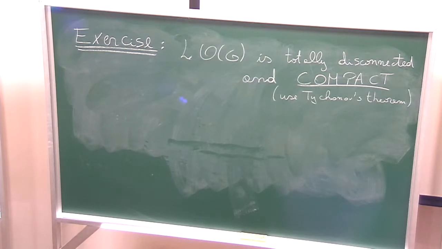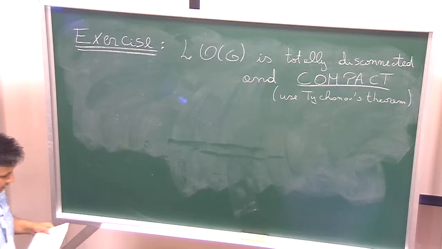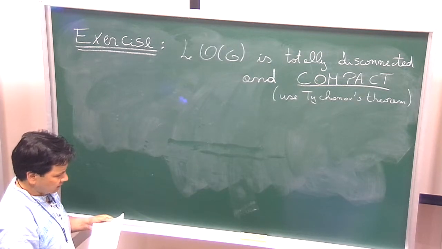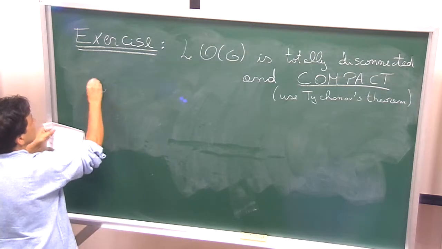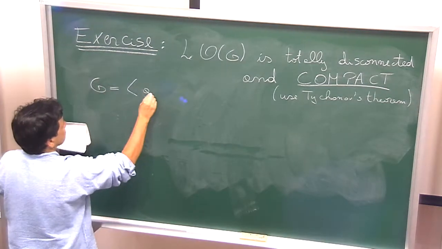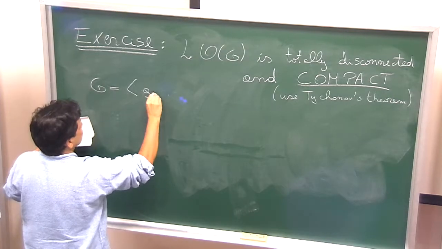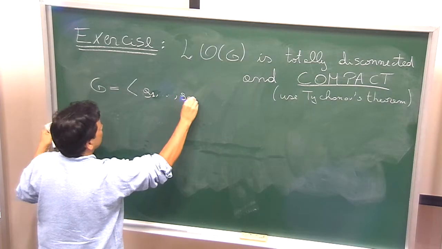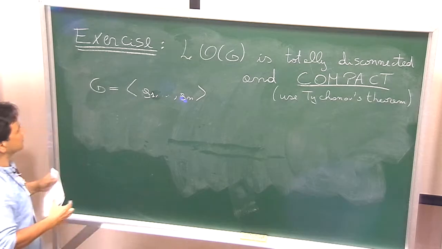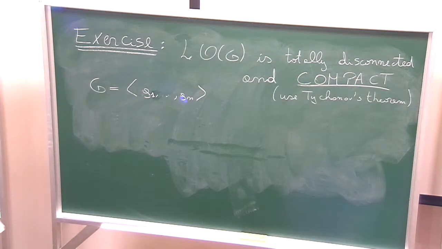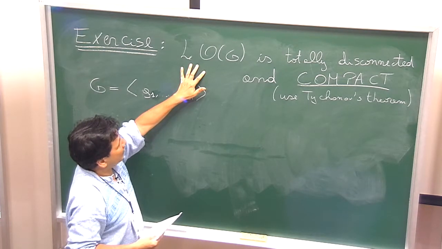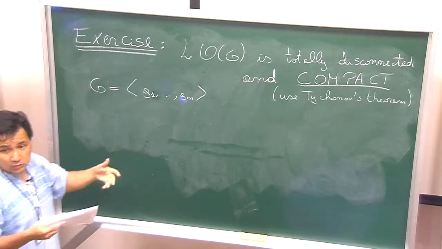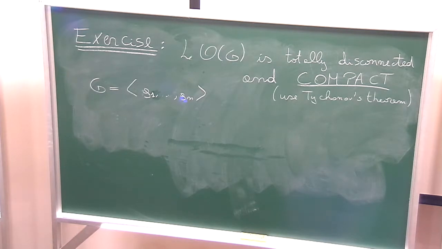To prove that this space is always compact, independently of the cardinality of G. This is because of the way we are defining the topology. Actually, if G is finitely generated, say generated by g1 up to gn, you can give a nice view of this topology. Actually, you can put a metric on this topological space, which is quite natural.